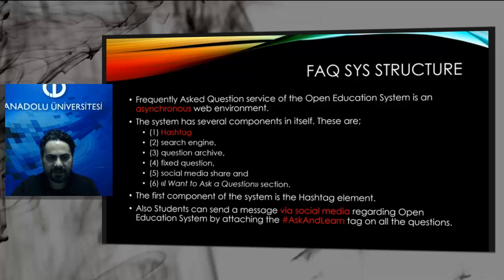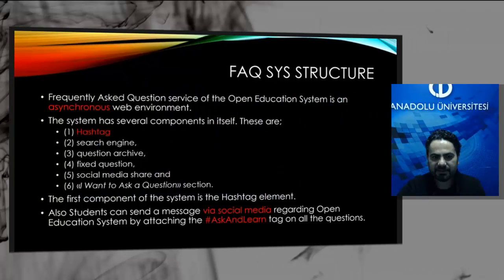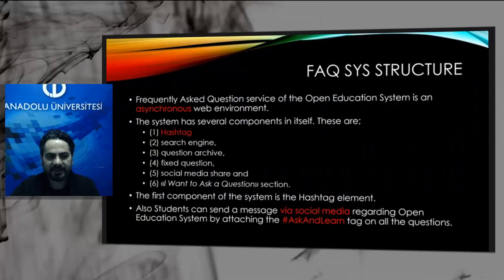The structure of the frequently asked question system: this system has an asynchronous web environment. The system has several components in itself. These are hashtag, search engine, question archive, fixed question, social media share, and the "I want to ask a question" section. In this section, students ask questions to the system, and the experts and other students see these questions and try to answer them. So we extend the potential of the frequently asked question system with this feature.